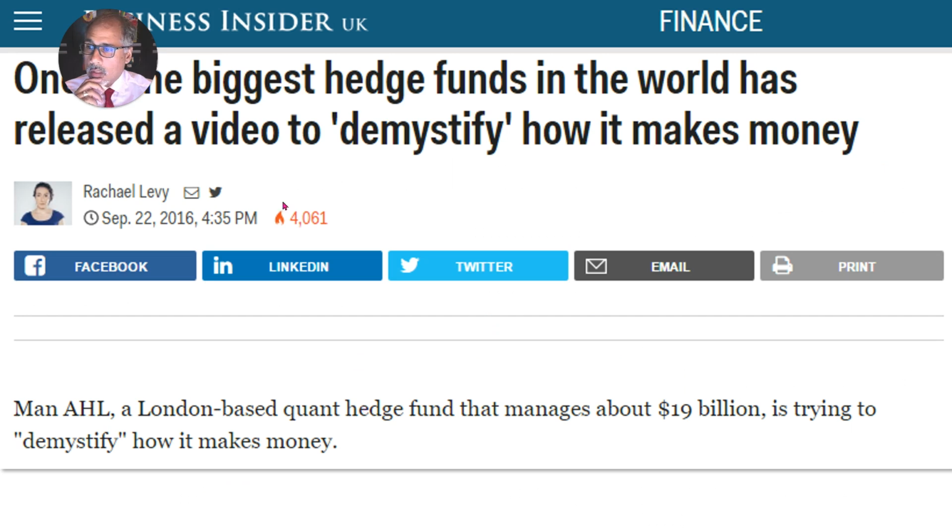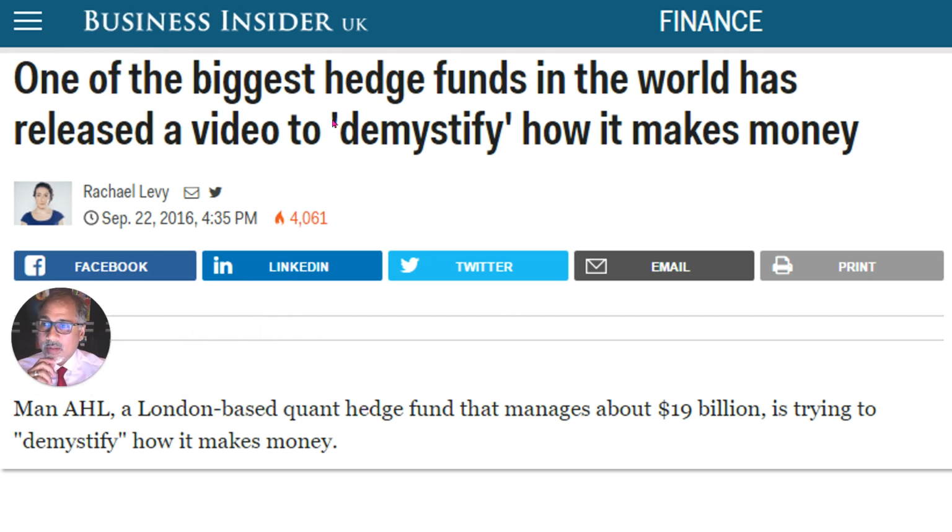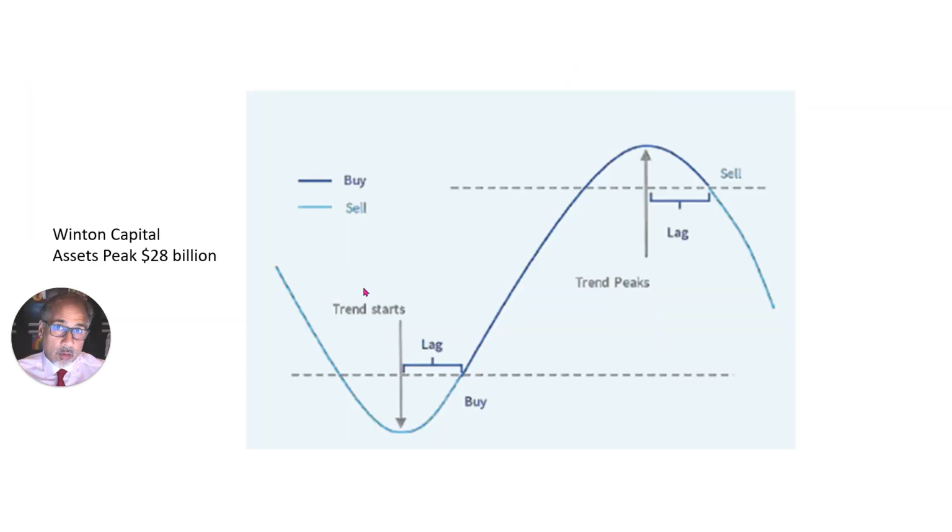Okay? Now, the fact that I'm demystifying any of this should not come as a shock or surprise to people, because I'm not the first. Man AHL, who I hugely admire, a London-based quant hedge fund, also do momentum trading. They manage about 19 billion. They're trying to demystify how they make money, and they explain how they do it. They're not the only ones. Winton Capital, whose assets reached 28 billion at their peak.